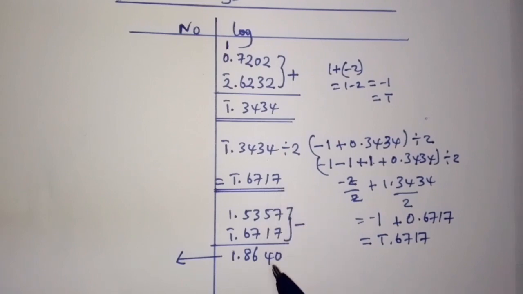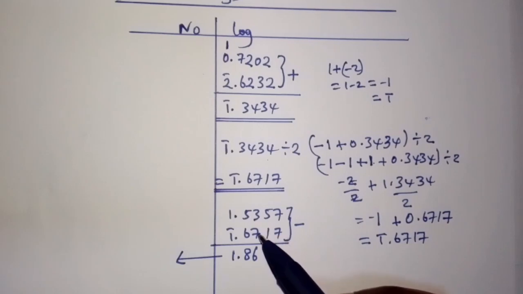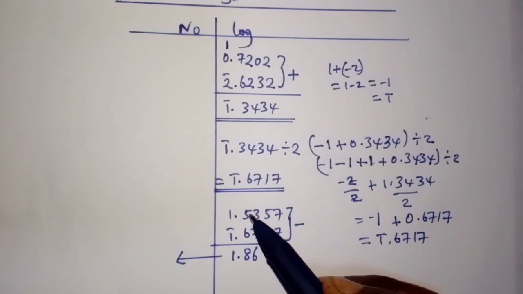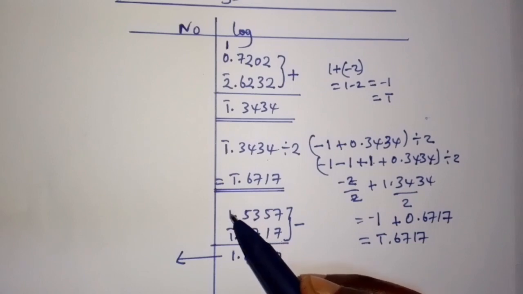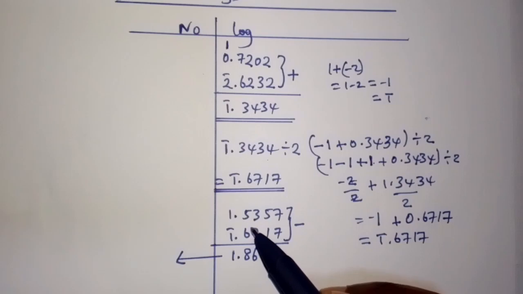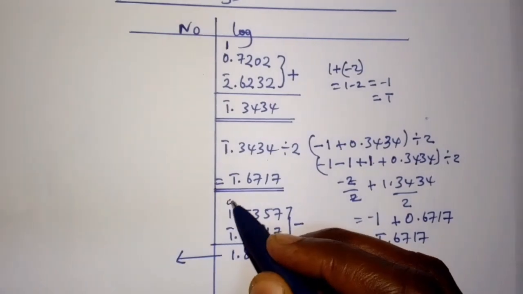Now let us subtract 1.5357 minus bar 1.6717. How do we subtract it? 7 minus 7 is 0, 5 minus 1 is 4, 13 minus 7 is 6. We remain with 4 here. 14 minus 6 is 8. We borrow 1 here, it becomes 14 here. 14 minus 6 is 8. Then we remain here with 0.